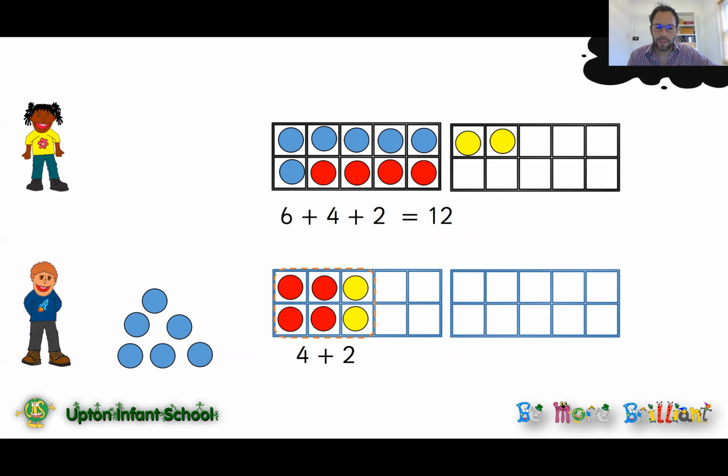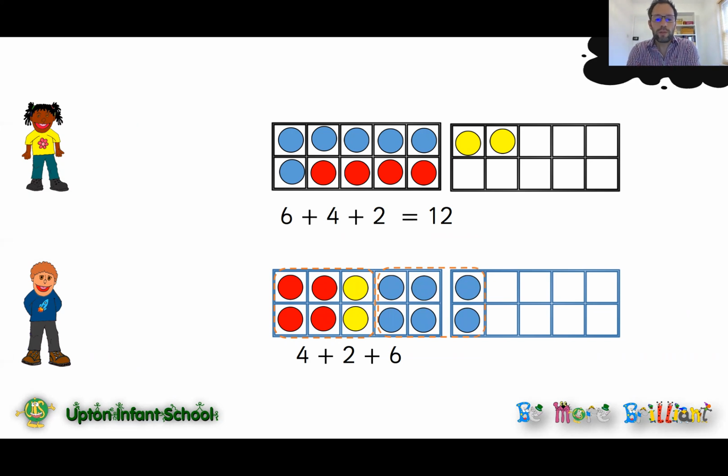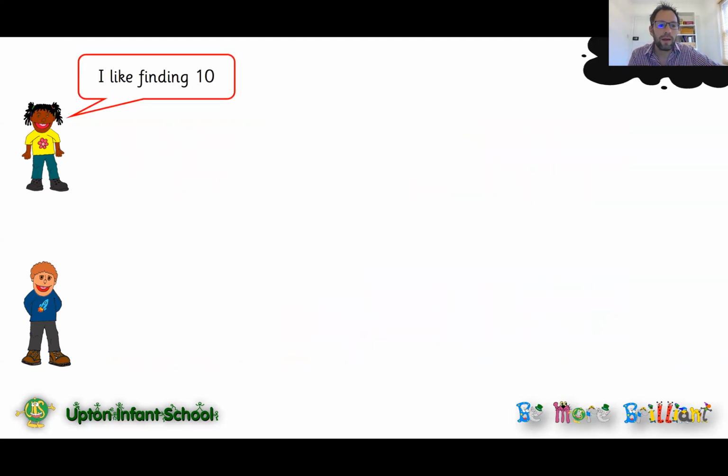How many blue counters has he got? He's got 6 blue counters as well. So 4 and 2 makes 6, and he's got 6 blue counters. He's made 6 add 6. He's found double 6, and altogether he's got 12 as well. Oh, you both have got 2 very clever ways to add together those counters, haven't you?